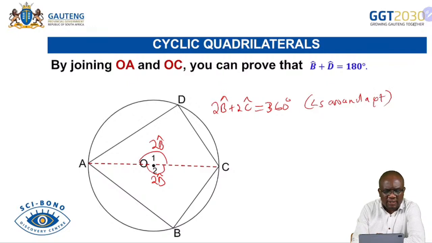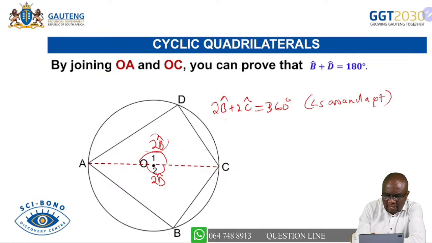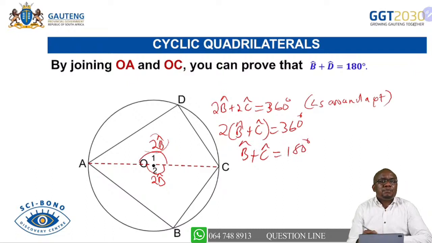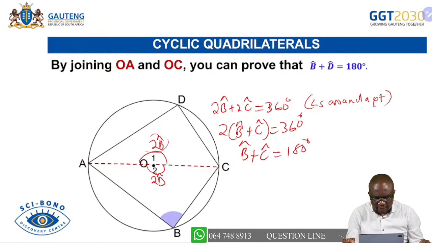How I got this one, I said the angle subtended by a chord at the center is 2 times the angle subtended by the same chord at the circumference. Then you factor out your 2, then B plus D is equal to 180 degrees. So we can prove in the same way. This is how we prove this theorem. Please don't forget that.